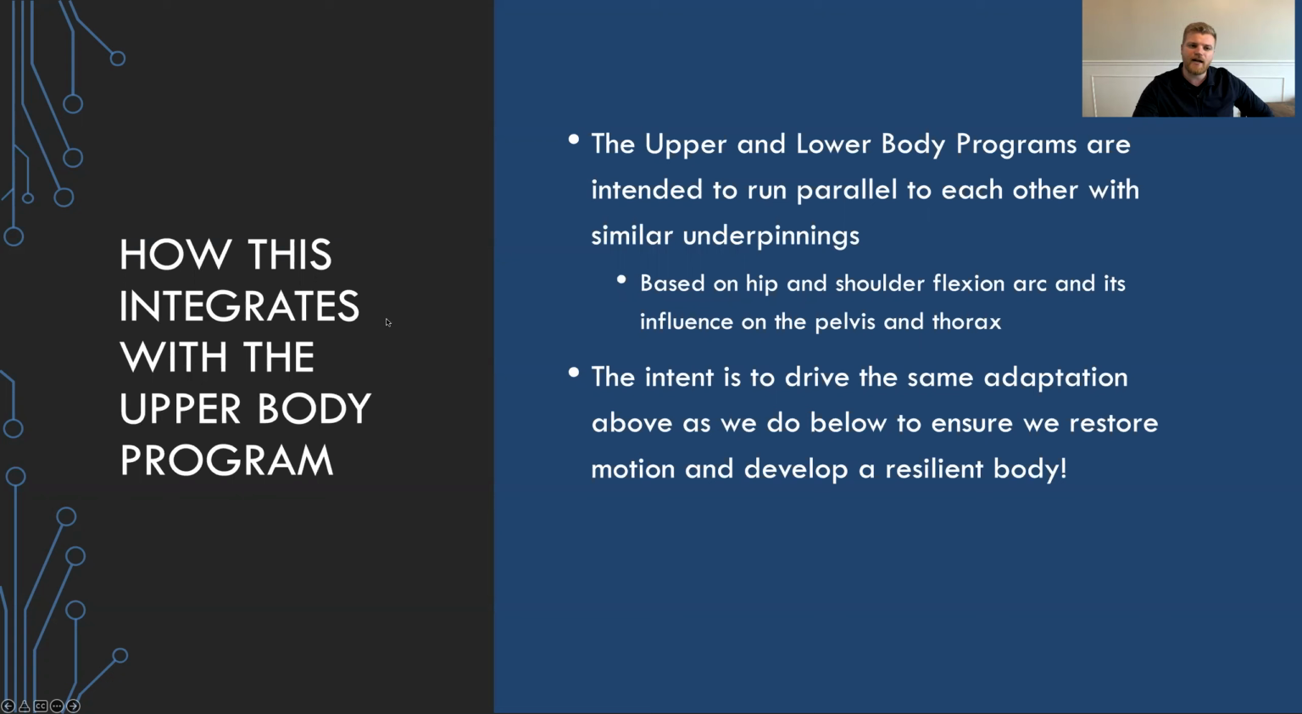So a lot of questions I get is, how do we integrate this with the upper body program? Again, as I mentioned, they're intended to parallel or mirror with each other. And they have similar underpinnings. They have similar foundational elements that have been put into creating this program. So in the upper body programs, we based on the shoulder flexion arc. In the lower body, it's gonna be more a hip flexion. But the shoulder and the hip, as I mentioned, there's a lot of similarities between them. So we can use these simultaneously.